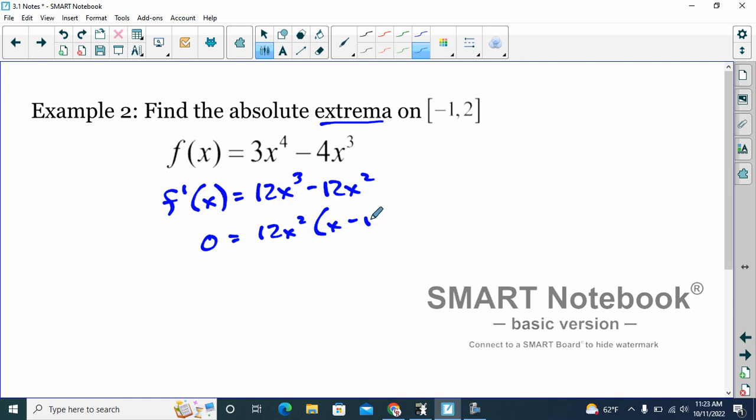So I am going to factor out a 12x squared. Set each factor equal to 0. And I get critical numbers of 0 and 1. Don't forget to consider where the derivative might be undefined. In this case, I'm not dividing by any x's and I don't have a piecewise function. So the derivative in this case is never undefined.